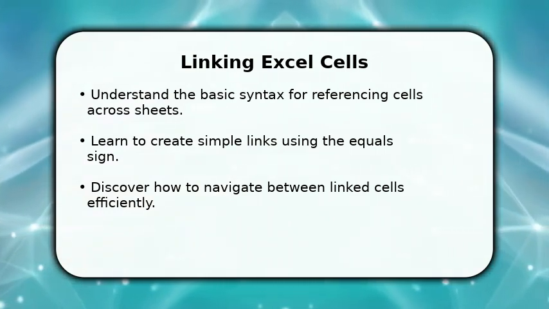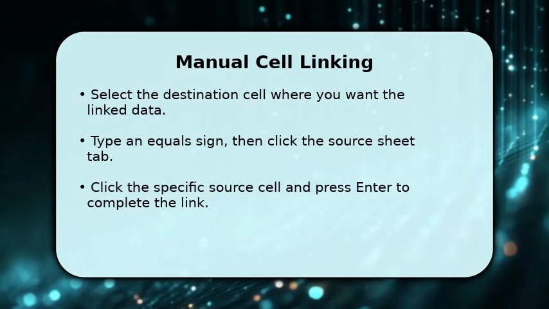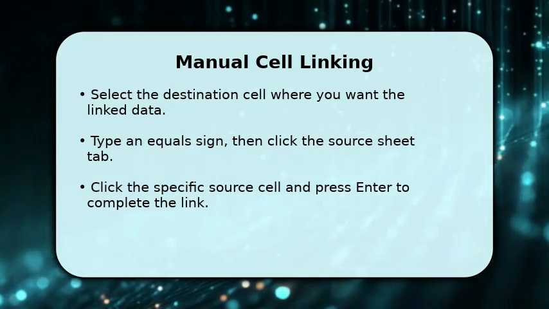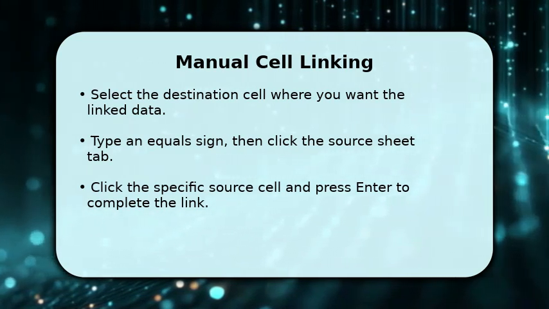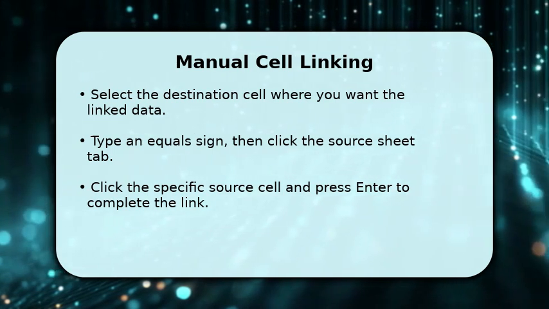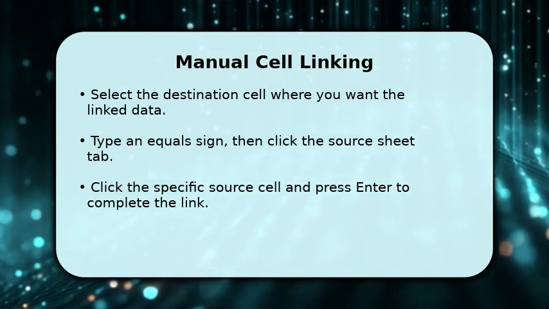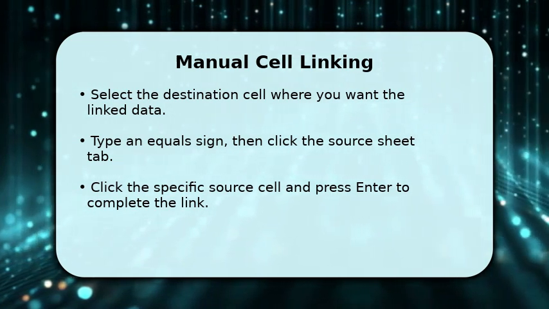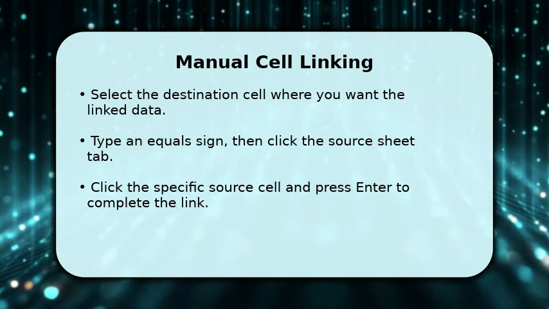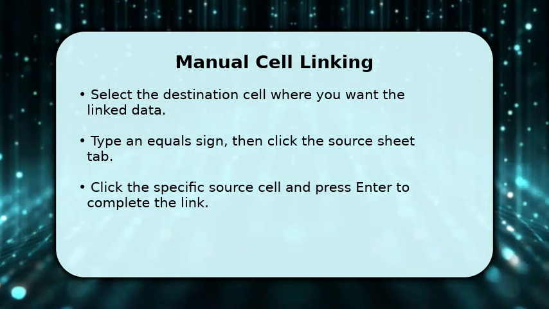Let's dive right in. To manually link a cell, begin by selecting the cell where you want the linked data to appear. Next, type an equals sign, which signals to Excel that you are entering a formula. Then, click on the tab of the sheet containing the data you wish to link. Finally, click the specific source cell and press Enter. This creates a direct, dynamic link.